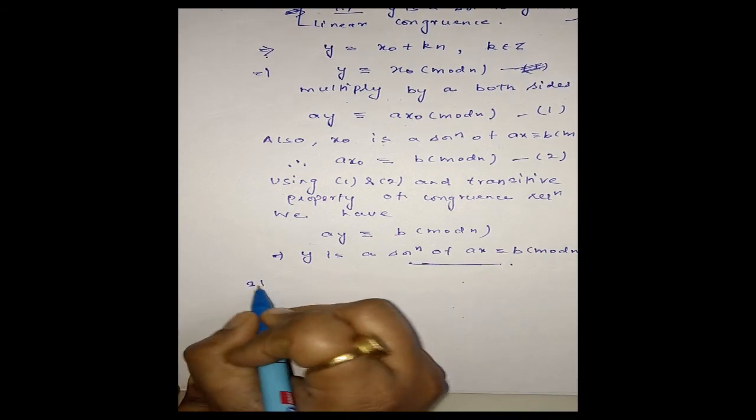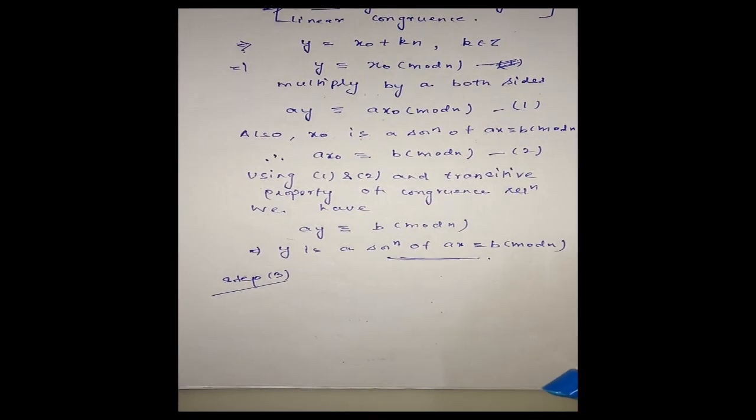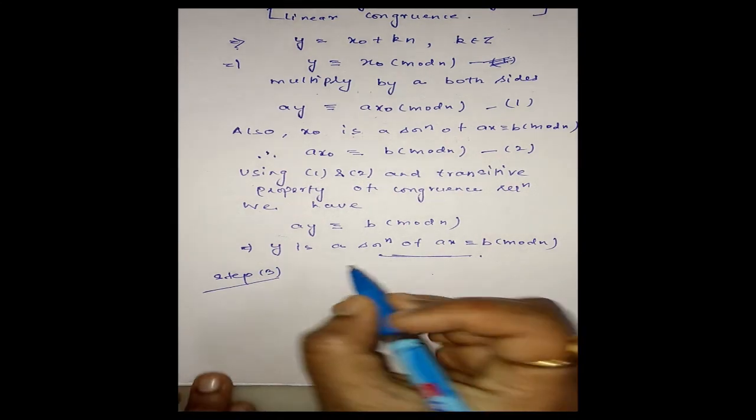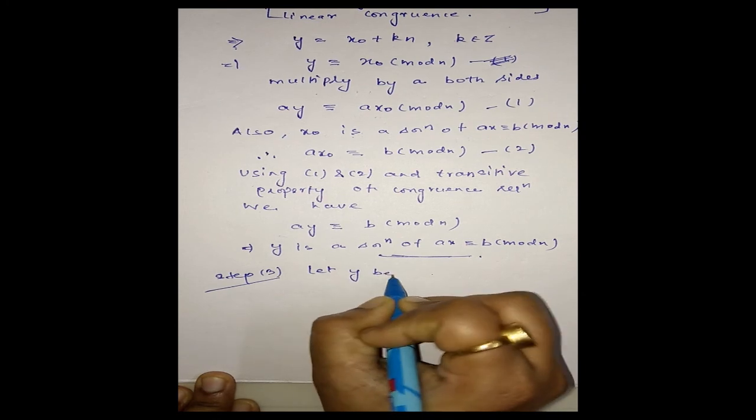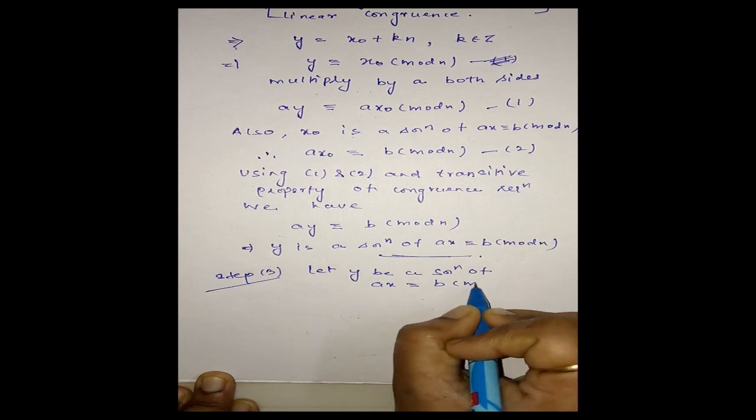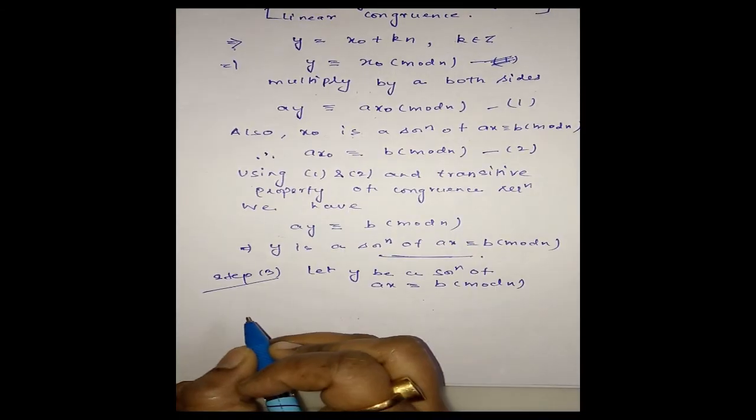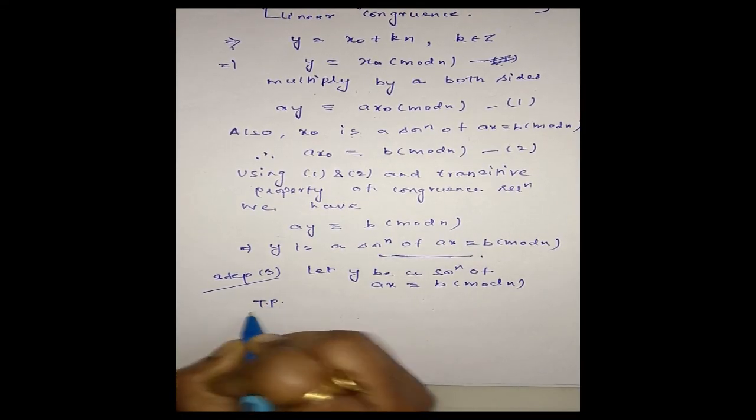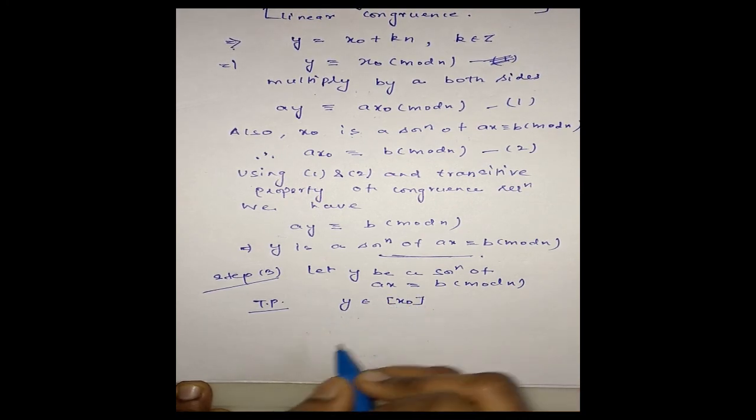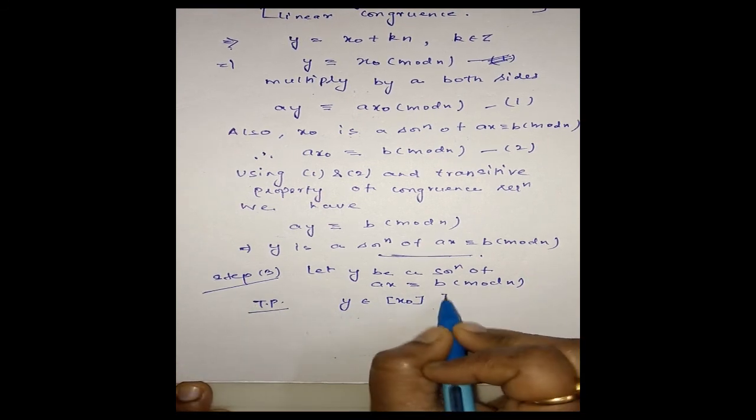Proved. Now, in step 3, we will prove that if y is a solution, then y belongs to the equivalence class of x naught, where x naught is a solution. Now, let y be a solution of ax congruent to b modulo n. Clear? Now, we will prove that y belongs to this equivalence class.